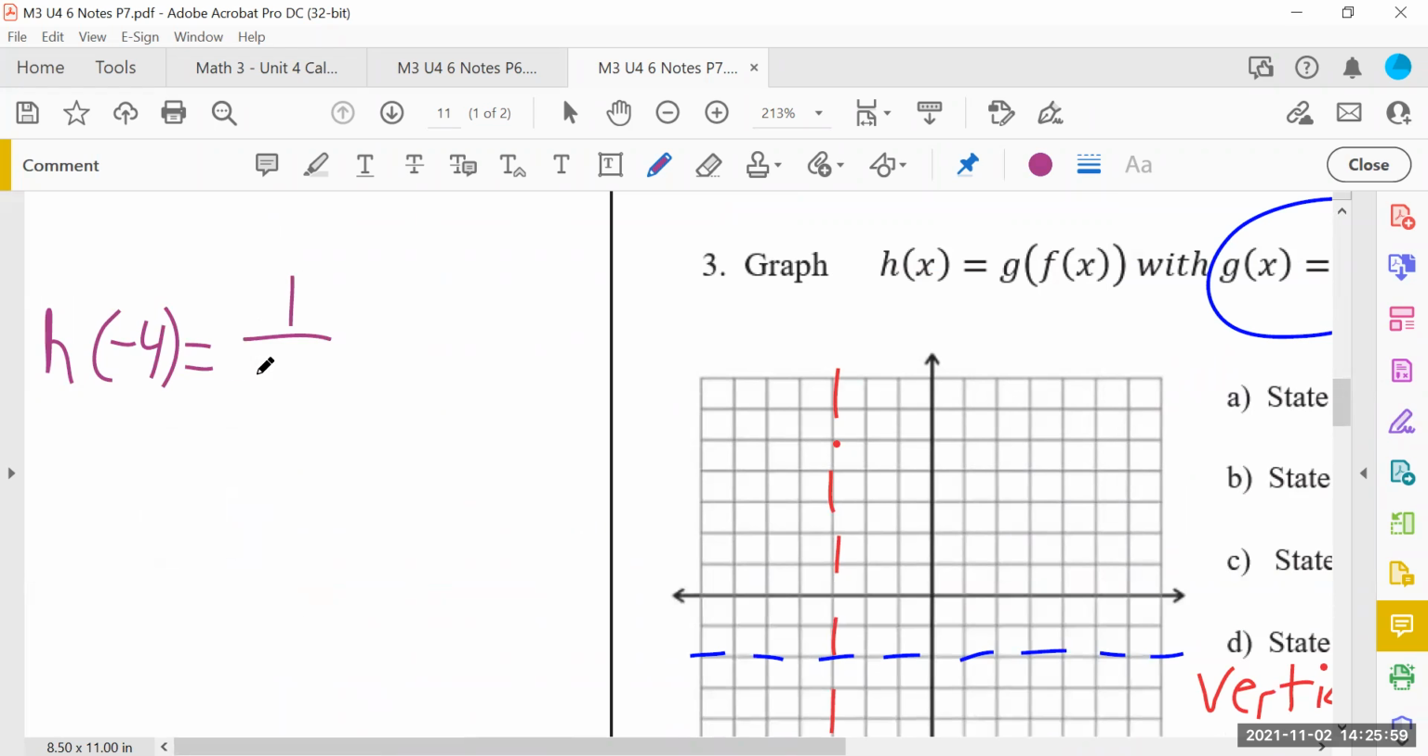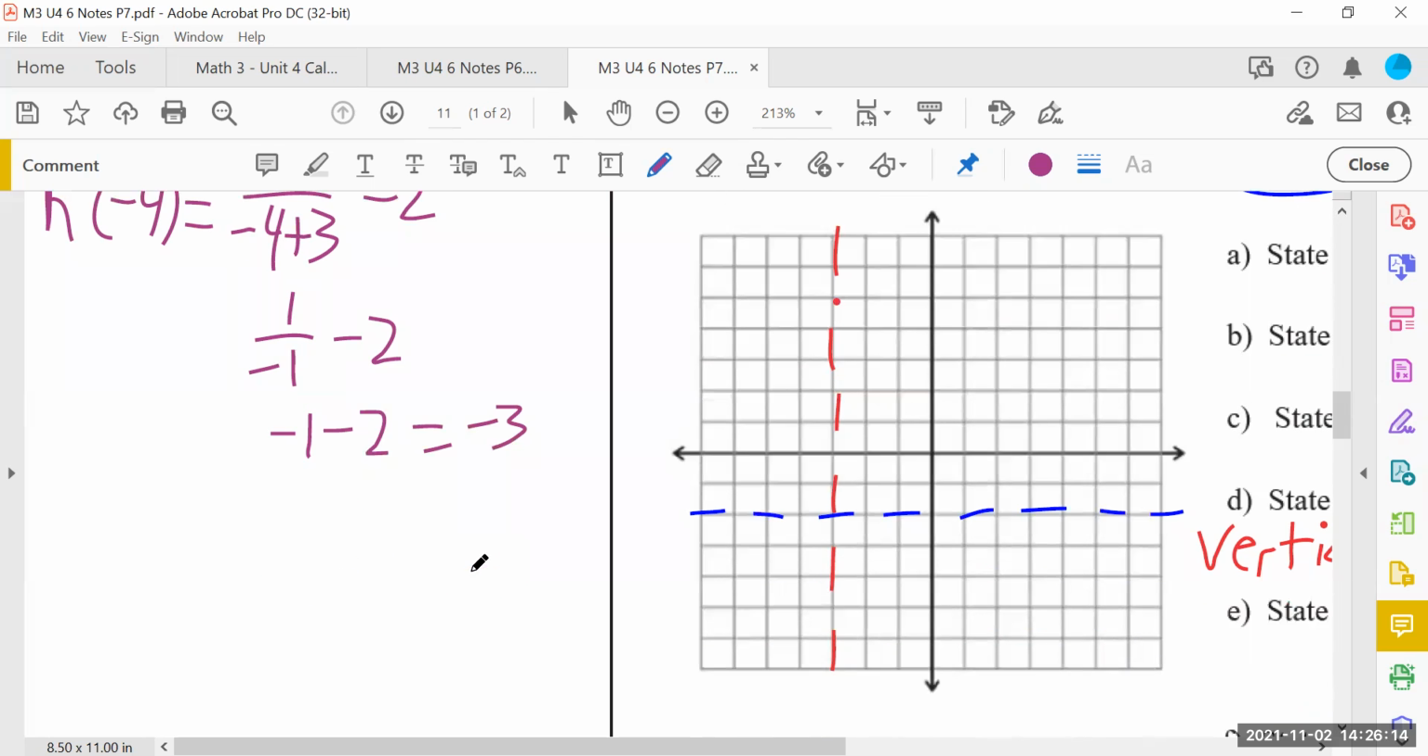So that means 1 over -4 plus 3 minus 2. That would be 1 over -1 minus 2, which would just be -1 minus 2 or -3. I plugged in -4. I got out -3, this point right there.